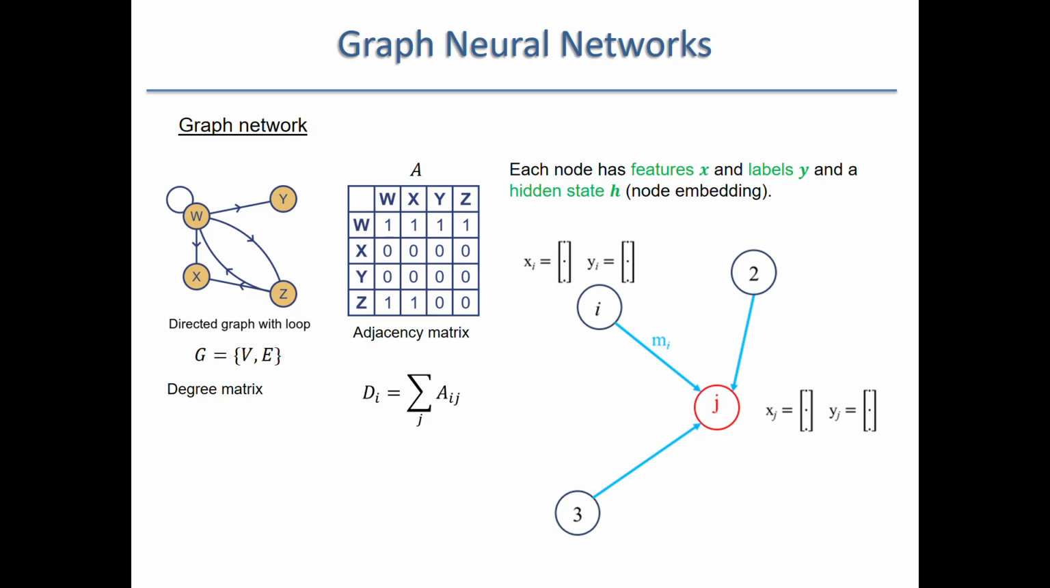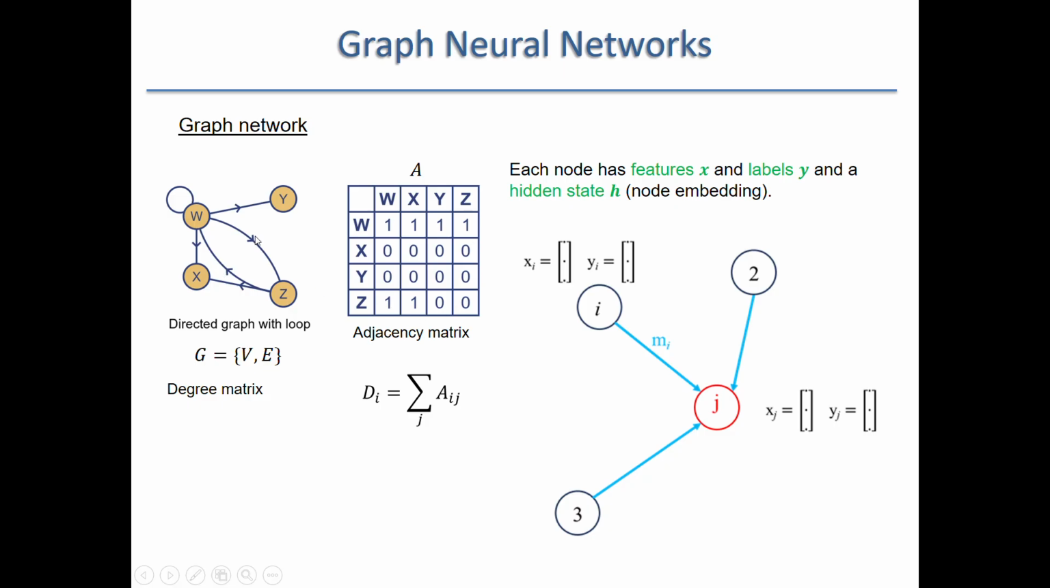Let's study now graph neural networks. So let's start defining what is a graph. A graph is a structure where you have nodes, and you have edges between the nodes, and it can be directed. We will study directed graphs. Our graph will be directed, and we have this kind of way to describe the edges.